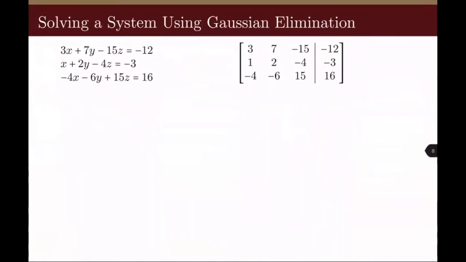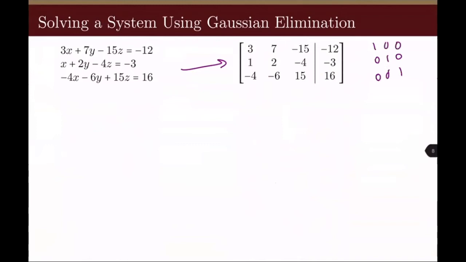So we're going to solve a system using Gaussian elimination. And I've already put it into the matrix for you so that we can skip this step. So our goal is to get the 1, 0, 0, 0, 1, 0, 0, 0, 1. That's the goal. All right.